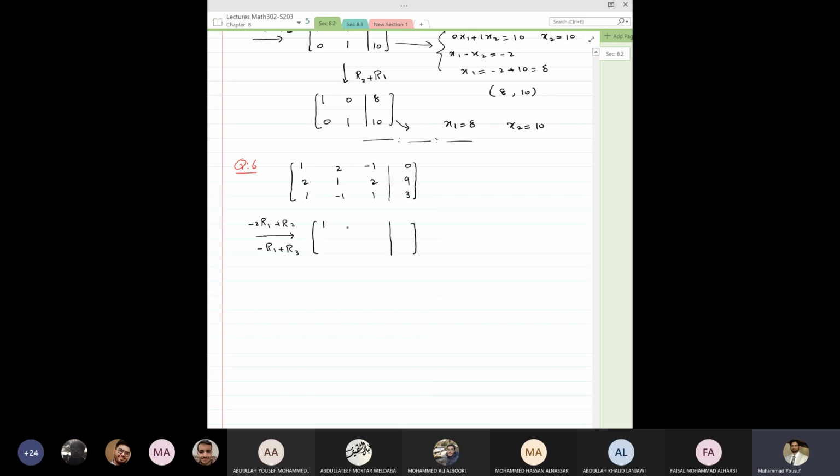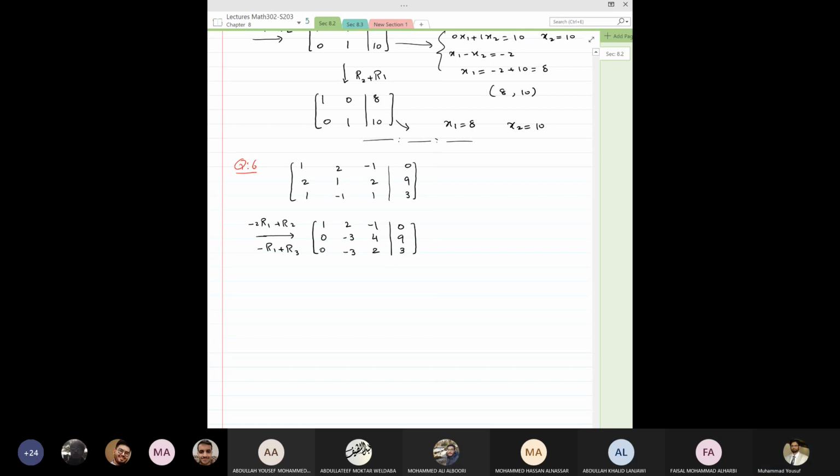So row 1 is being used, so no change there. Minus 2 plus 2, 0. Minus 4 plus 1, minus 3. Minus minus plus, so 2 plus 2, 4. 0, no change here. Negative 1, positive 1, 0. Negative 2, minus 1, negative 3. Negative, negative, positive. Positive 1 plus 1, 2. 0, so no change here. Okay.